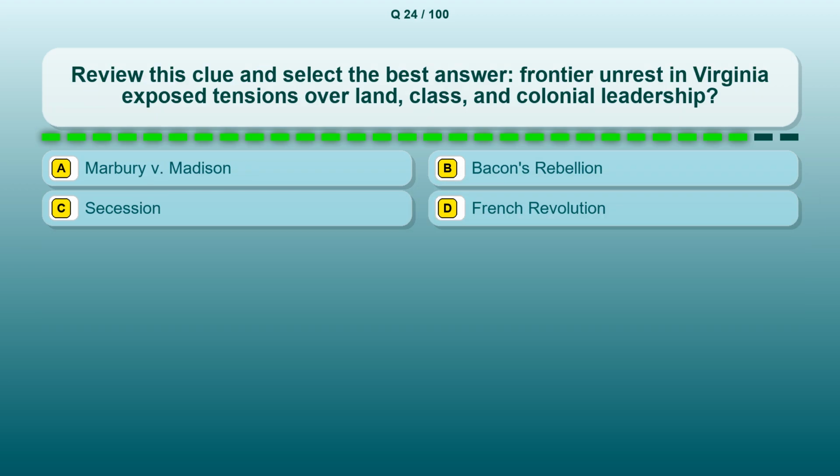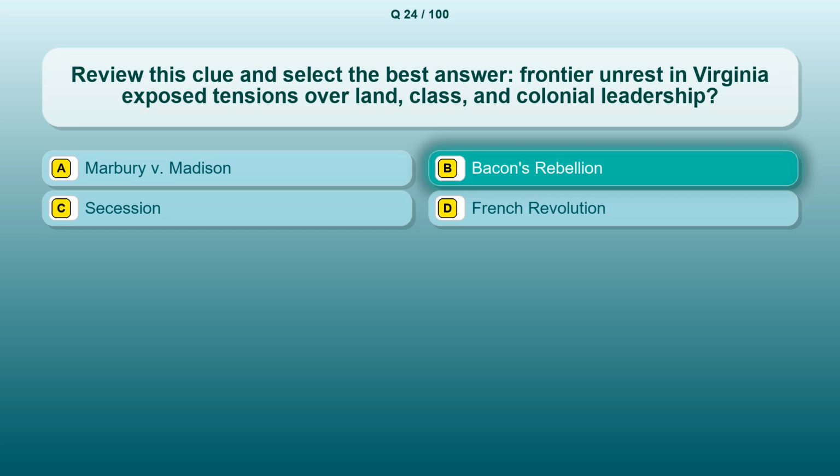Question 24. Review this clue and select the best answer. Frontier unrest in Virginia exposed tensions over land, class, and colonial leadership. Option A, Marbury v. Madison. Option B, Bacon's Rebellion. Option C, Secession. Option D, French Revolution.